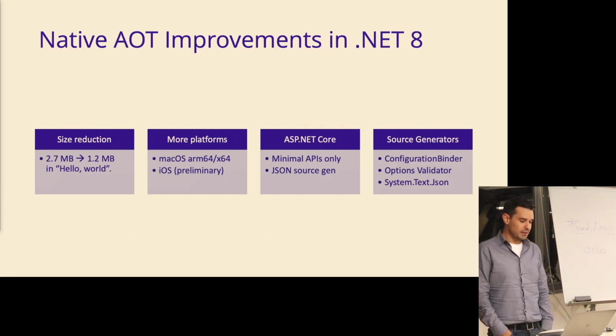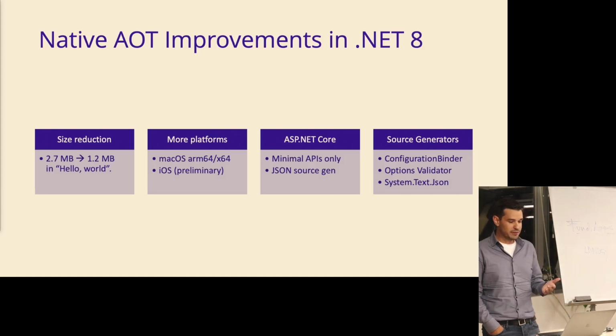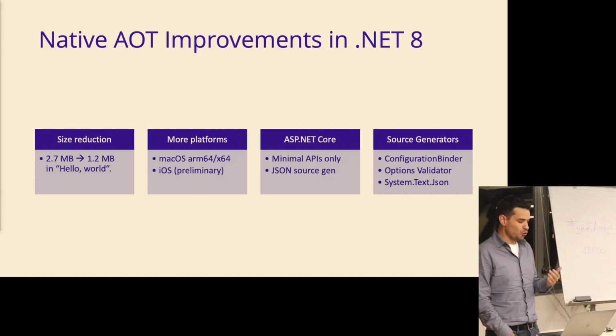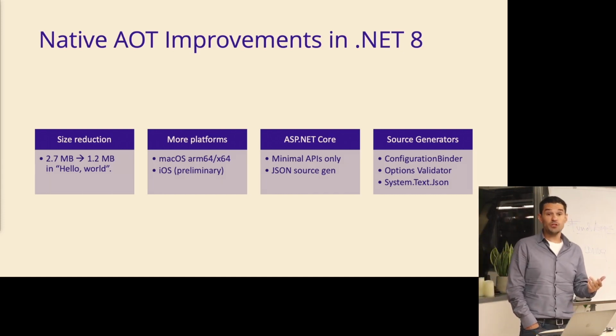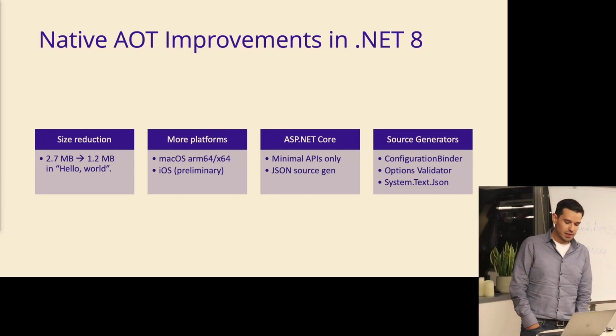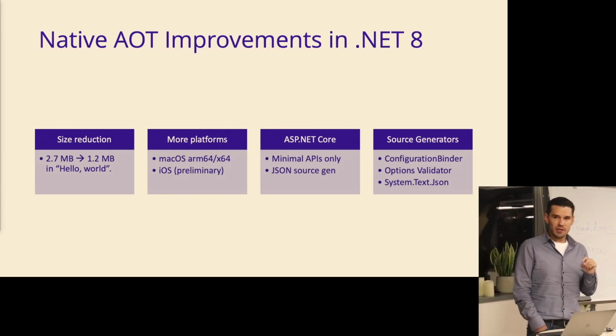We also made heavy investments into getting ASP.NET Core to work well with Native AOT. That wasn't the case in 7 necessarily. Now we offer support for minimal APIs. We don't offer support for MVC yet. That's going to come in a subsequent release. We made improvements in ASP.NET Core's interoperability with the System.Text.Json source generator.